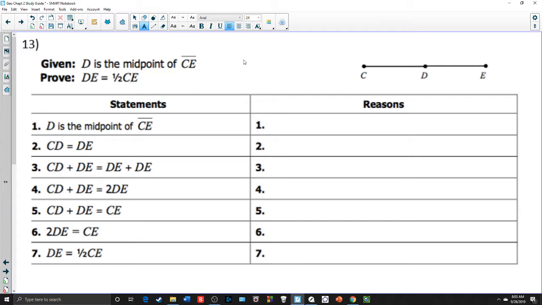So the geometric ones here we have to fill in. It says D is the midpoint of CE, and it says DE is half of CE. That's what we want to prove. So it says D is the midpoint of CE here. Well, our first reason is always given. That's no big deal there.